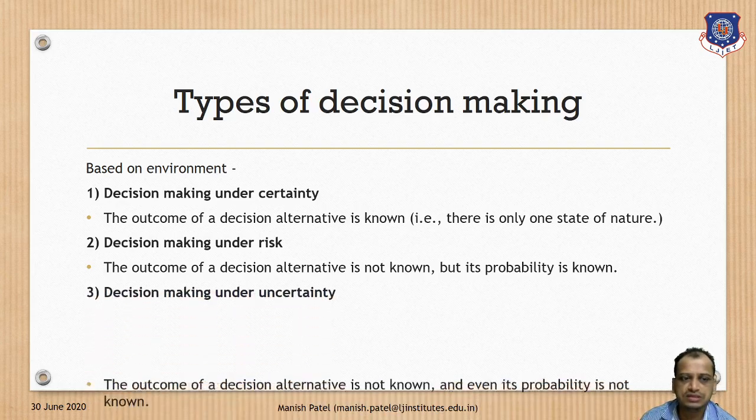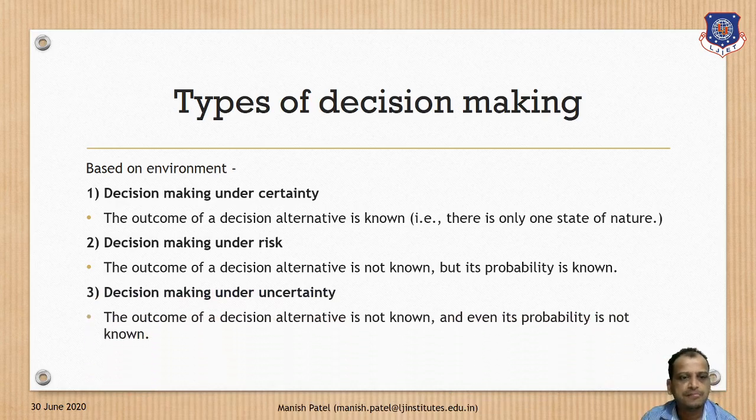But what about uncertainty? In uncertainty, the decision outcome is not known, and even the probability is not known. It is literally similar to being in a black room where you cannot see, so you have no alternatives, and even the probability is not known. So you have to decide accordingly. These are the 3 decision making scenarios based on the environment: under certainty, under risk, and under uncertainty.